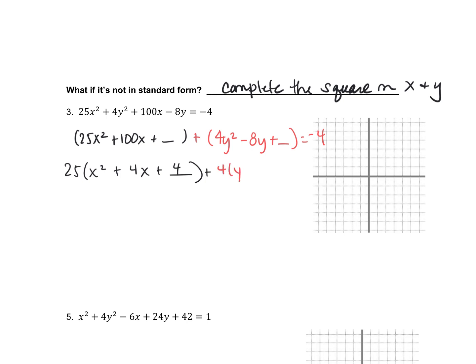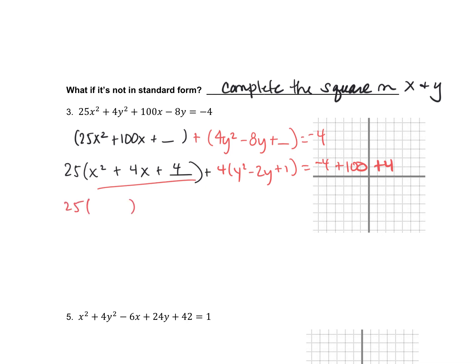And I'm left with y squared minus 2y. So I should have a plus 1. What do I add to the other side? So from the 25 and the 4, I have a negative 4 here. So between this one, I add a plus 100, because don't forget 25 times 4. And the other one, I'm going to add what? A 4.